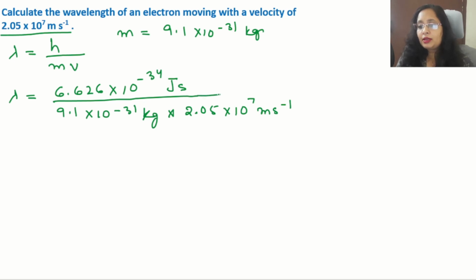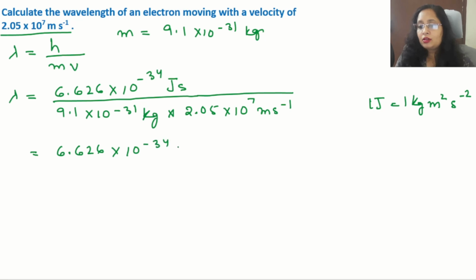Now friends, here the main thing in this question is to do the conversion of the unit. So we knew that, or if you don't know, please learn this: 1 joule is equal to 1 kg meter square second minus 2. Now in place of joule we will put this value. So we can write again 6.626 into 10 to the power minus 34 joule, and in place of joule, kg meter square second minus 2, and already 1 second is there.